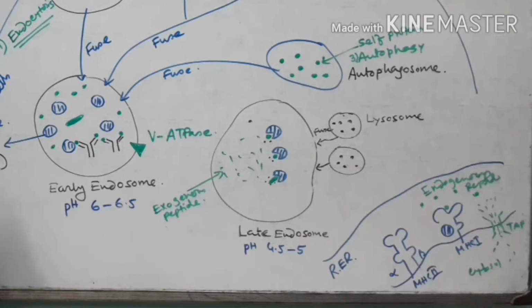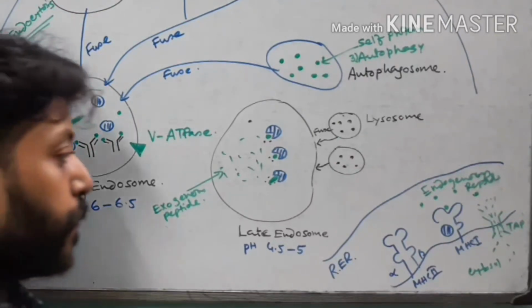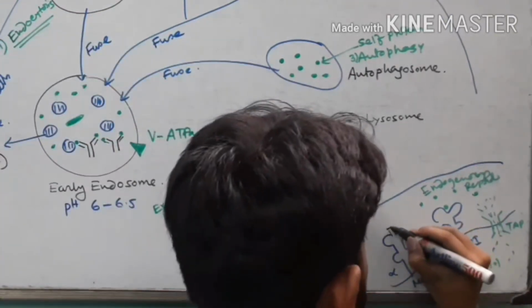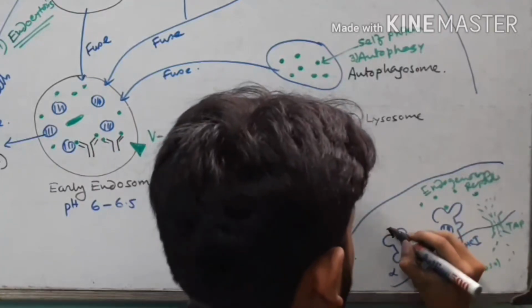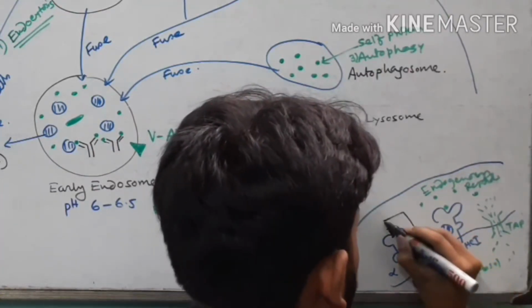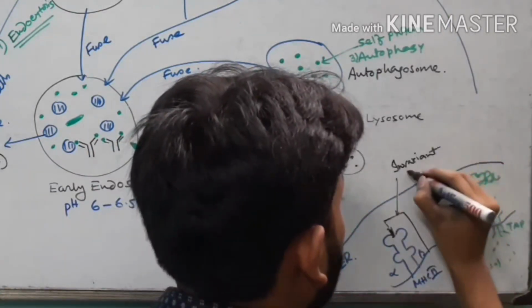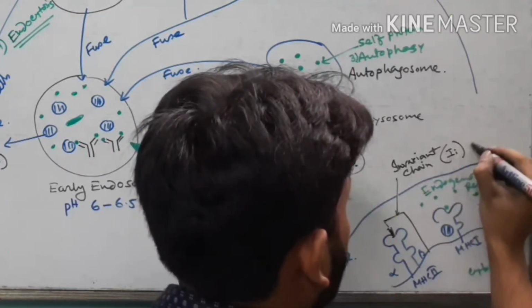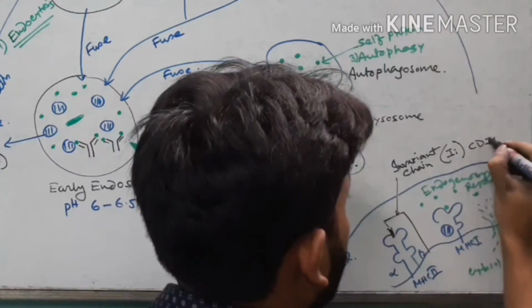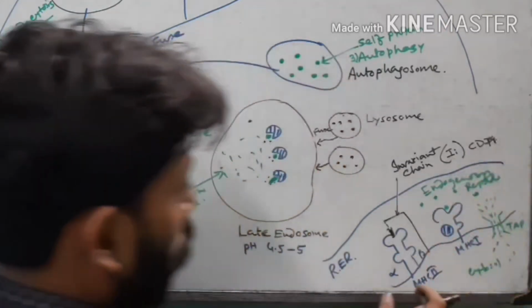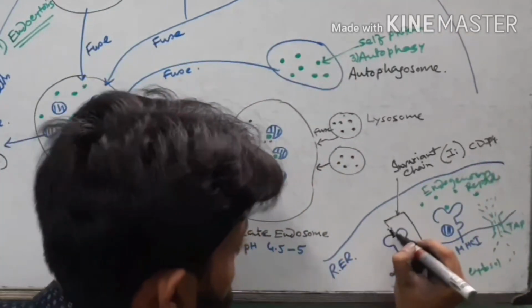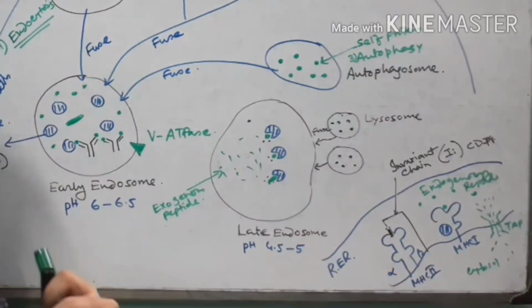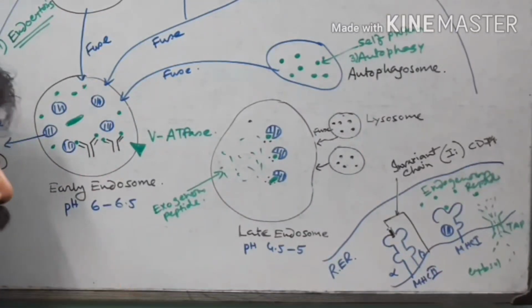So for this reason, there is a protein that seals the peptide binding cleft or groove. This protein is called invariant chain. This is also written as capital I, small i. It is also called CD74. You don't have to remember, I am just mentioning. So this protein seals the peptide cleft of the MHC2 molecule, so that no endogenous peptide can bind.